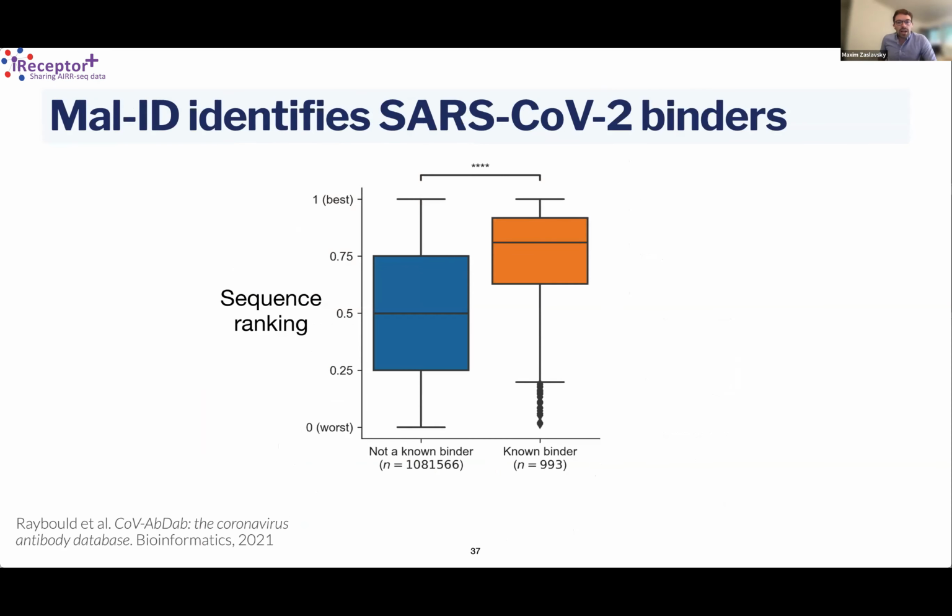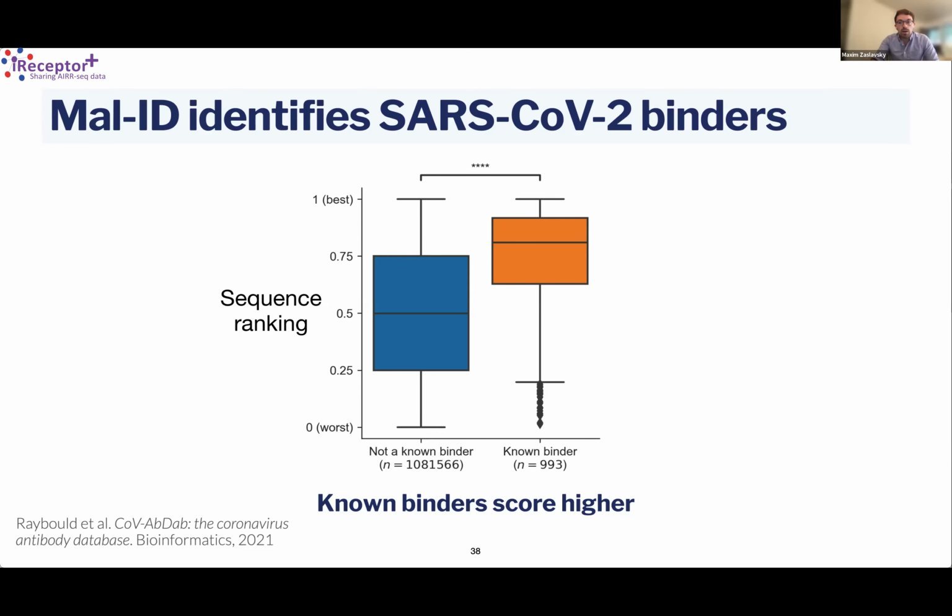So for example, we ranked all the sequences from COVID-19 patients with MalID, and then we checked which sequences match Charlotte Dean's CoV-AbDab database of antibodies known to bind the virus. On the left in blue are sequences that don't match CoV-AbDab. They have lower rankings than the sequences on the right in orange, which do match CoV-AbDab. So this tells us that receptors known to bind SARS-CoV-2 were highly ranked by MalID.